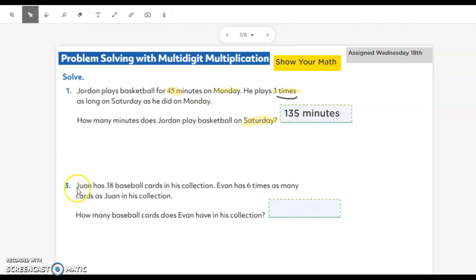It's very similar. Juan had 38 baseball cards in his collection. Evan has 6 times as many cards as Juan. This tells me that Evan is going to have more than Juan. My keyword, 6 times as many. Question, how many baseball cards does Evan have in his collection? This is what we're solving for. Again, show me your math.